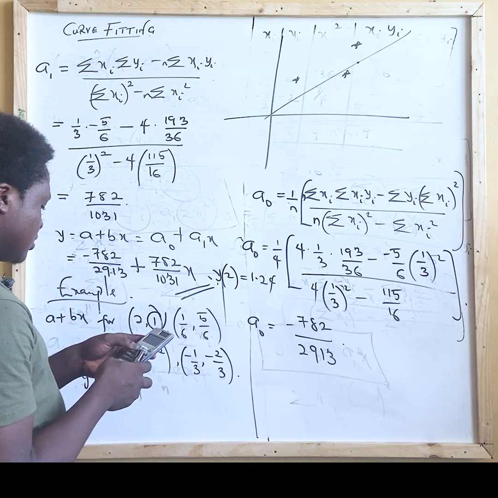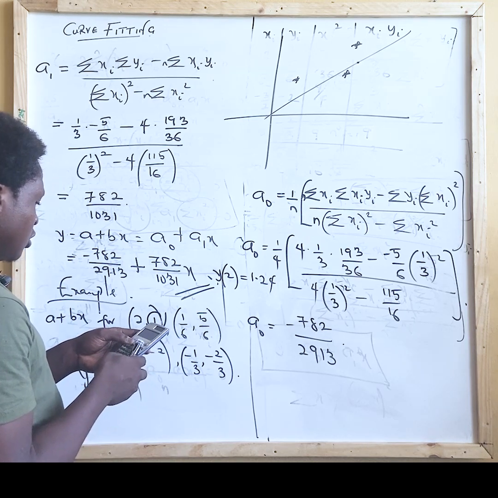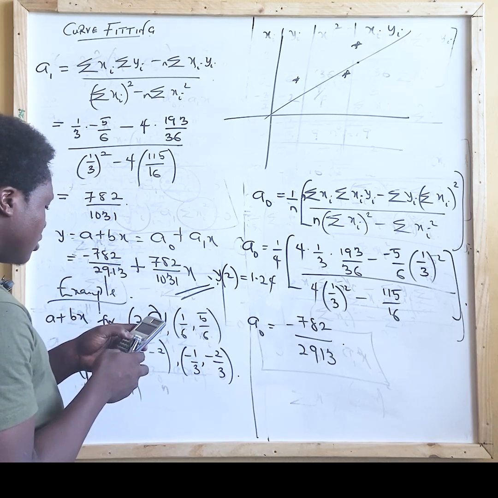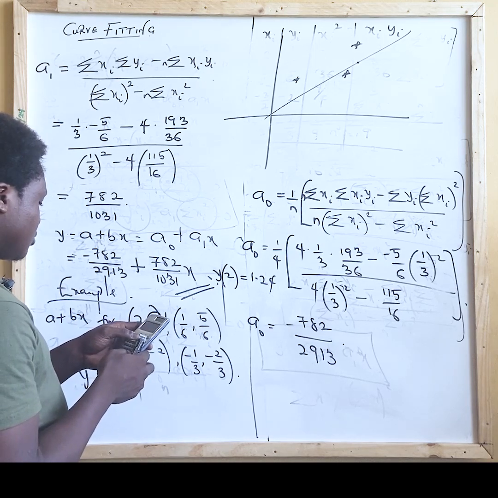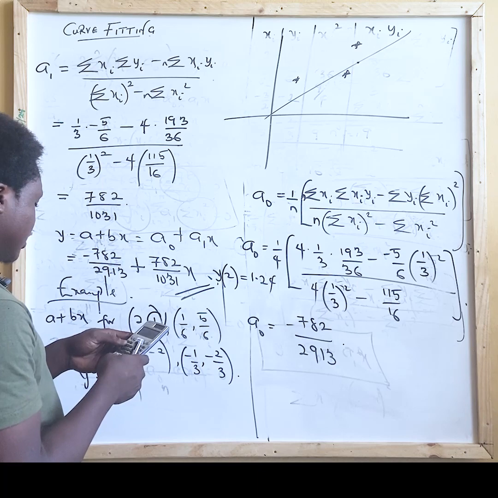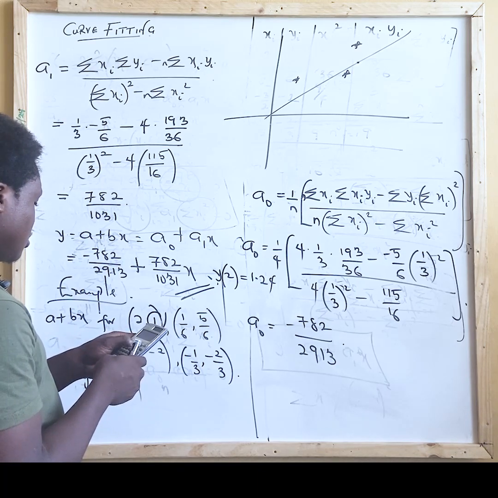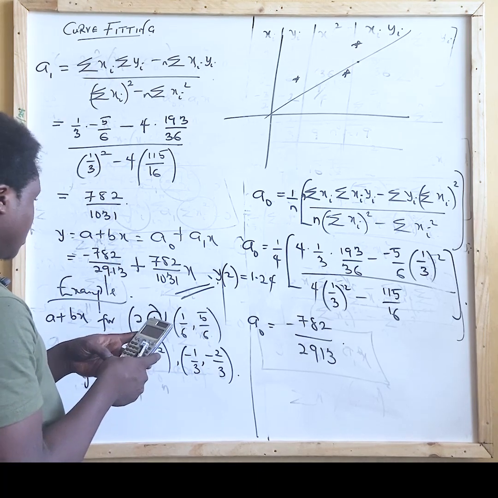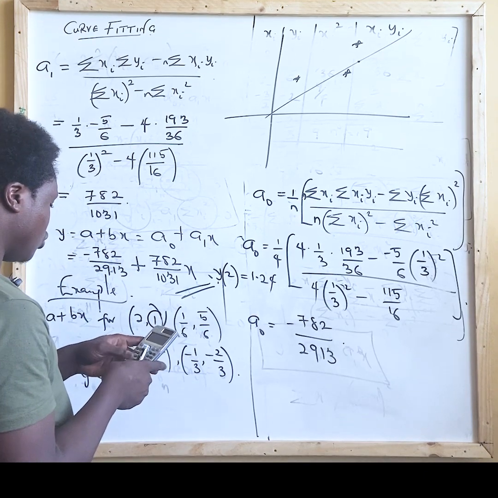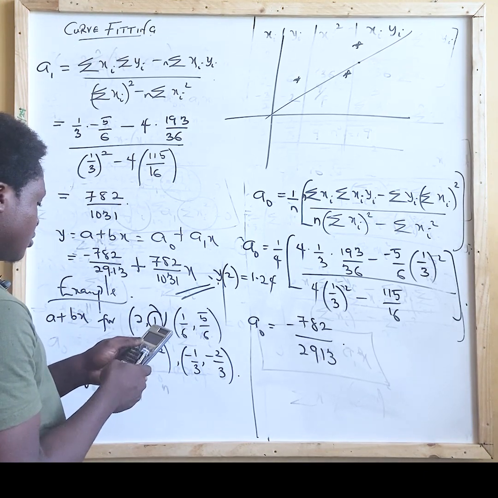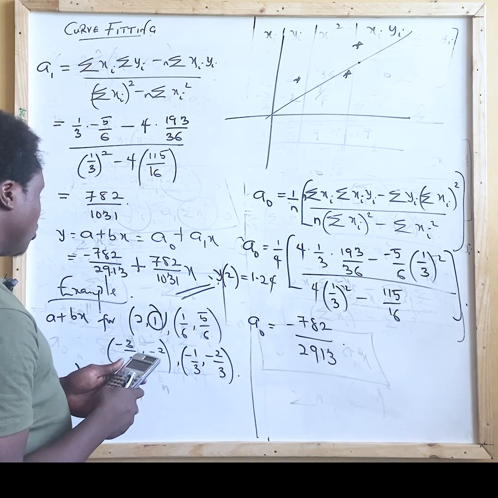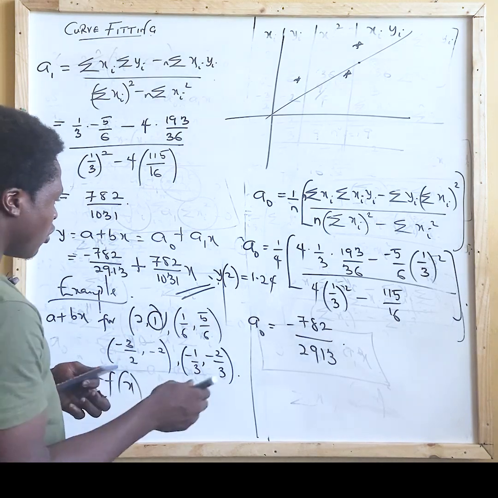Over 6. So I'm getting this to be, sorry, I'm not getting this. 1/6 times 782 divided by 1031. I'm getting this to be minus 0.14.